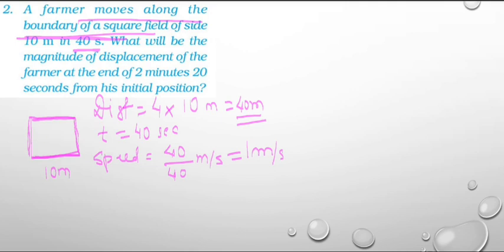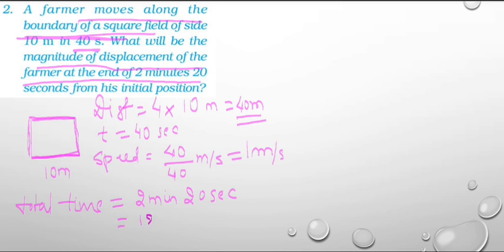Now, the question is, what will be the magnitude of the displacement of the farmer at the end of 2 minutes 20 seconds? The total time traveled by the farmer is 2 minutes 20 seconds. We need to convert it into seconds. That is 120 plus 20 seconds, which is equal to 140 seconds. Therefore, the farmer traveled for 140 seconds.